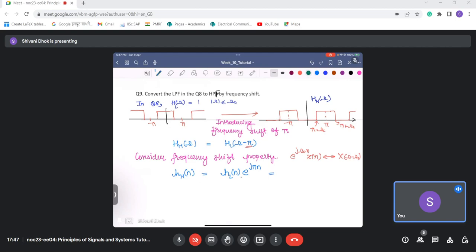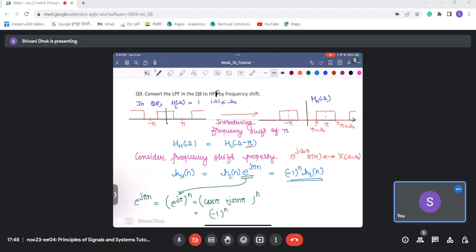So we have seen this previously, but I'll repeat it. This e power j pi n can be written as e power j pi whole to the power n, which is equal to cos pi plus j times sin pi, whole power n. And this cos pi is minus 1, so this I can write as minus 1 to the power n times hL of n.